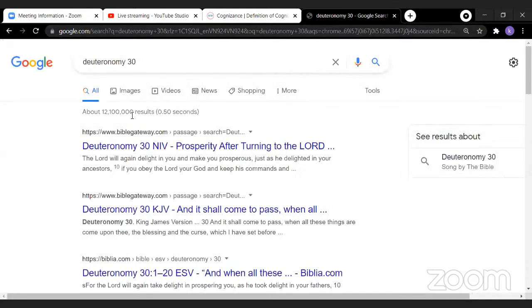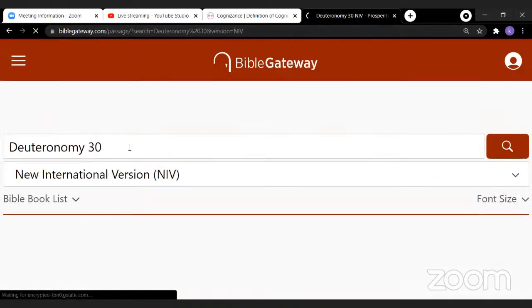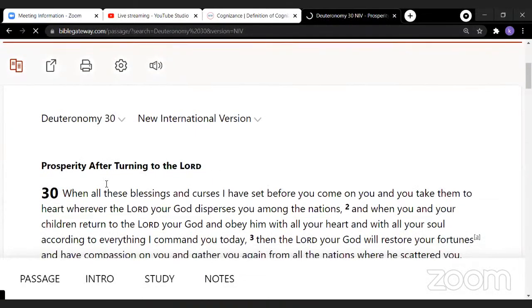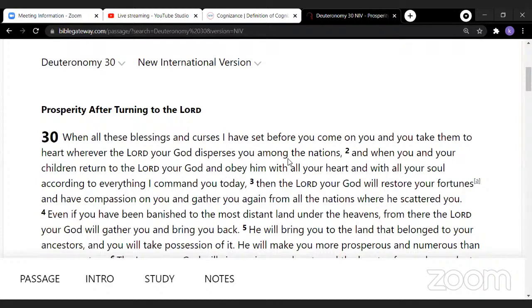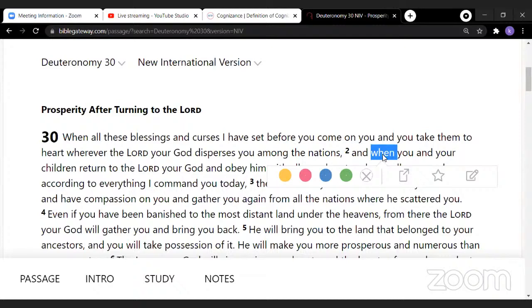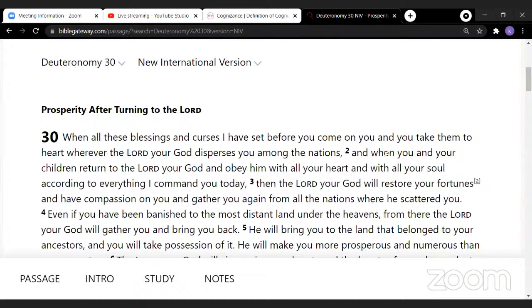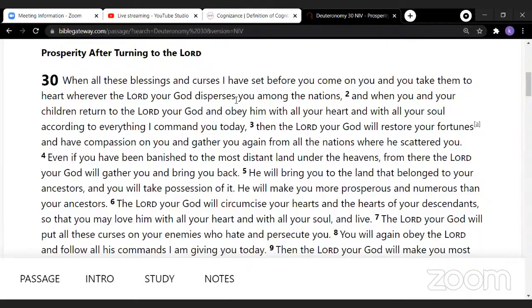And then Deuteronomy chapter 30 continues with the terms of the contract. We look at verse 2, it says when and when. So when is a form of if, right? When is a form of if. And when or if you and your children return to the Most High, right? Personal choice. And then Deuteronomy 29, and this takes it back to the lesson we're doing right now.